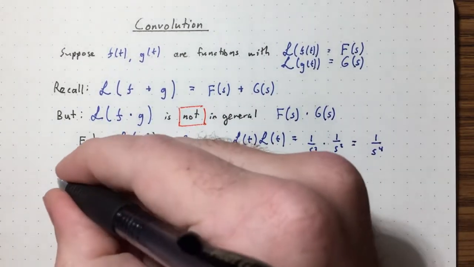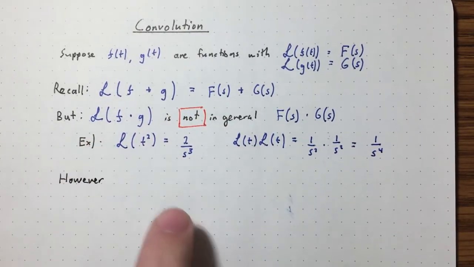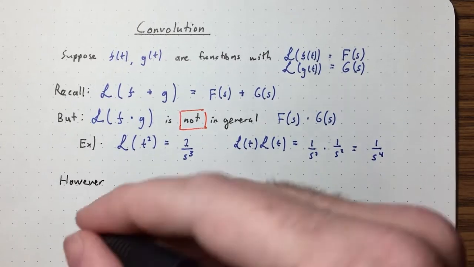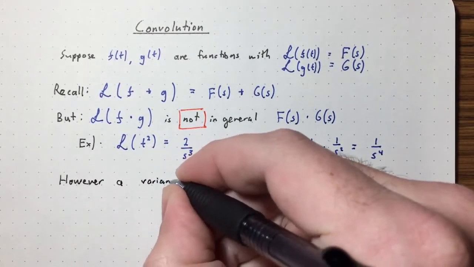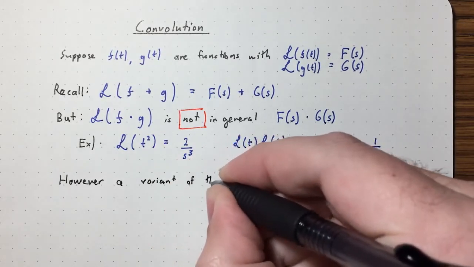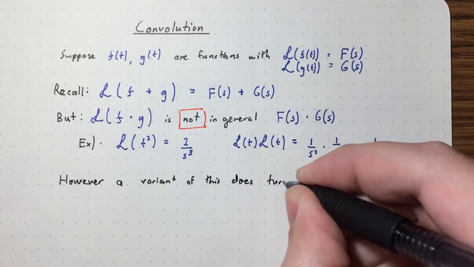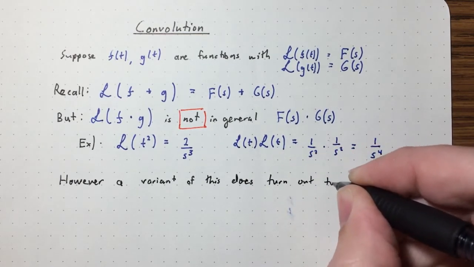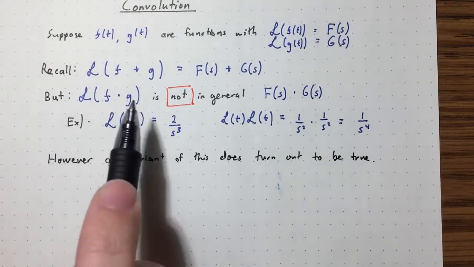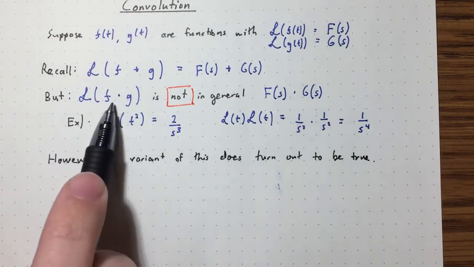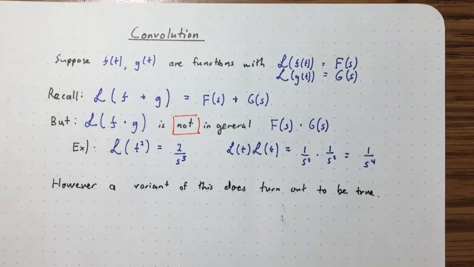Okay. However, there's actually a variant of this that does turn out to be true. So I'll write a variant of this. But in order to make this equal to that, we actually have to replace this product with a different kind of product. And that's what the convolution is.